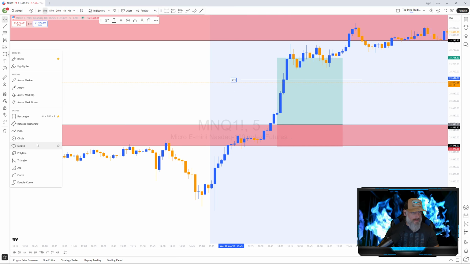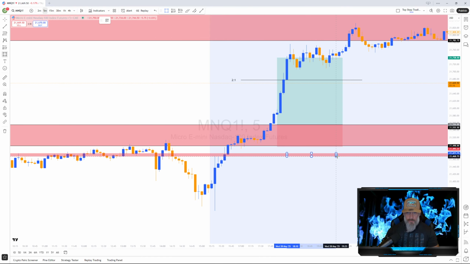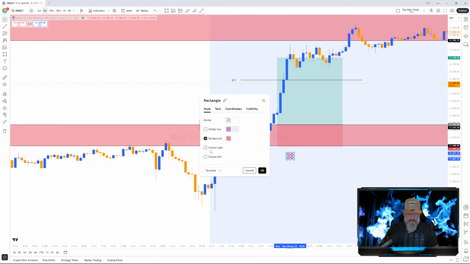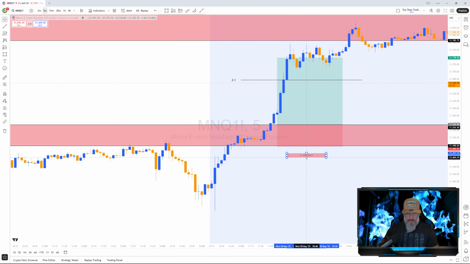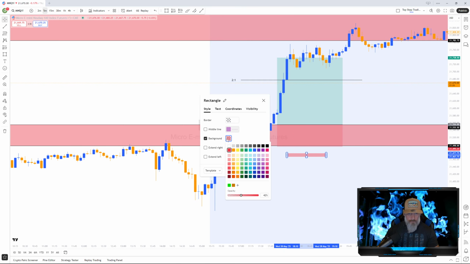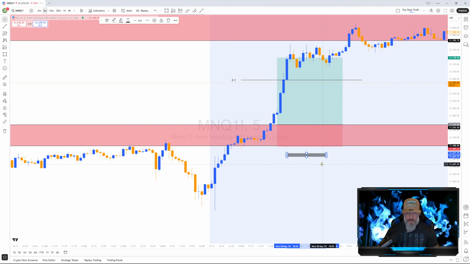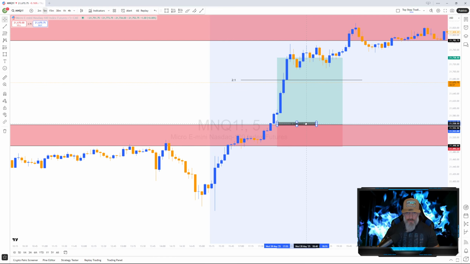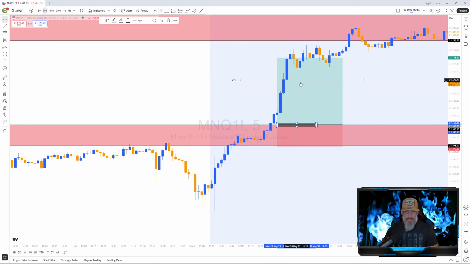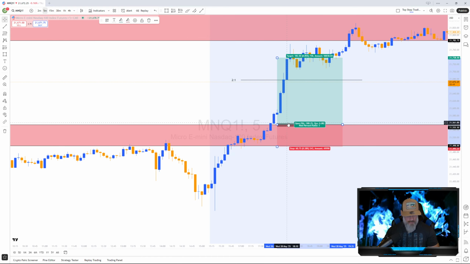So let's do this here. A little rectangle tool here. Oops, I don't need to do all that. We don't need that. We're going to basically pretend this is an entry. So here's the entry. I'm looking for the breakout and retest. Bam, we're in it.